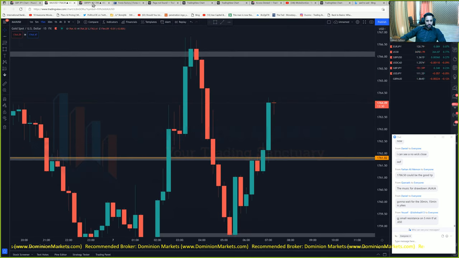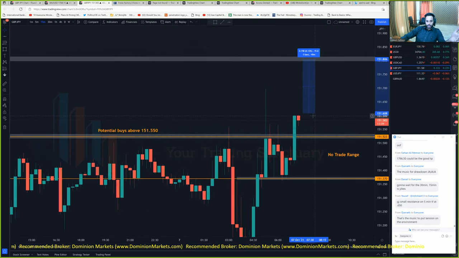All right, mates, gold move is already done. Whoever's thinking about entering gold at this point, this is going to be chasing a trade. The entry was right down over here when we were talking about it. Pound yen, we need to break above 151,600.